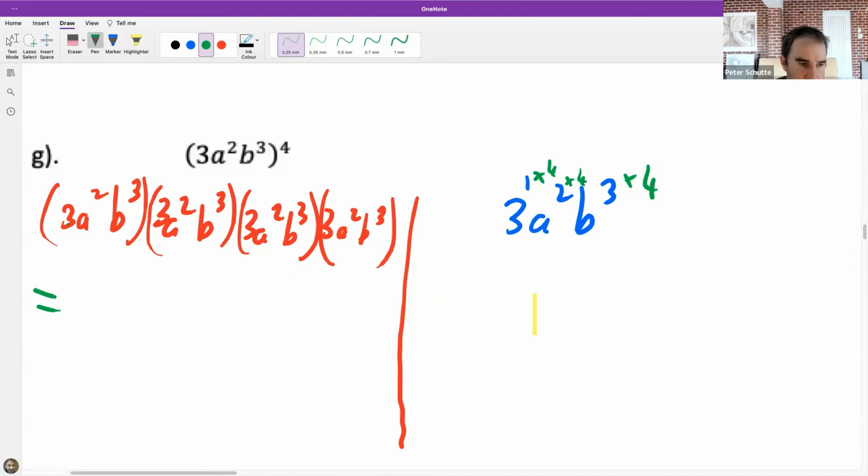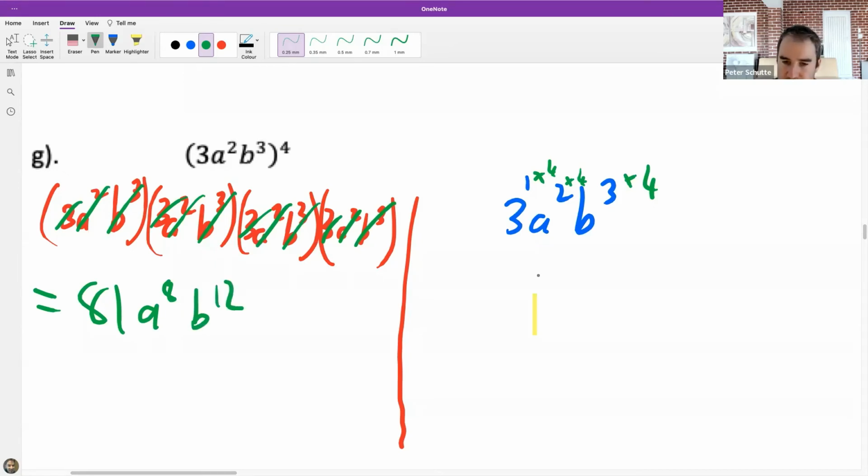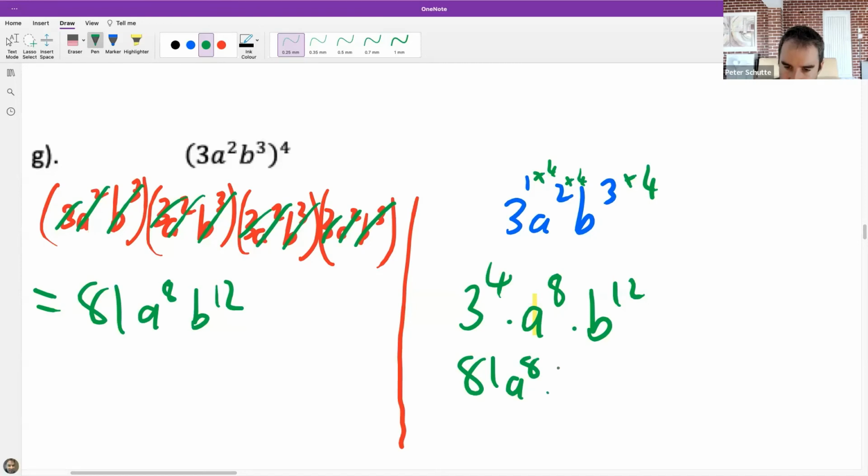So in this one, 3 times 3 times 3 times 3 is 81. A squared, A squared, A squared, A squared, A to the 8, B cubed, B cubed, B cubed, B cubed, B to the 12. And in this one, I'm going to get 3 to the 4, A to the 8, B to the 12. And then what is 3 to the 4? It's just 81. So what I want to show students is that both ways give you the same answer.